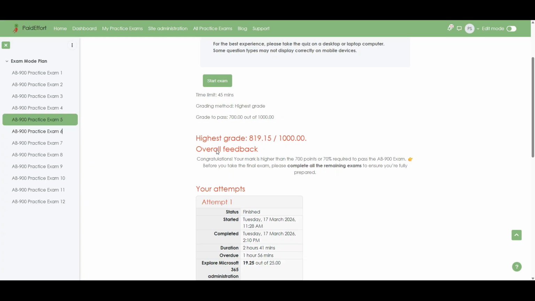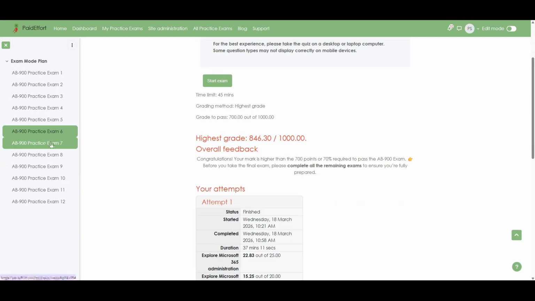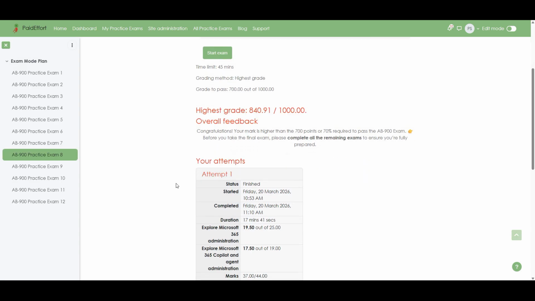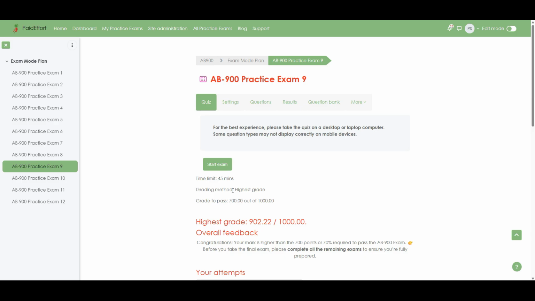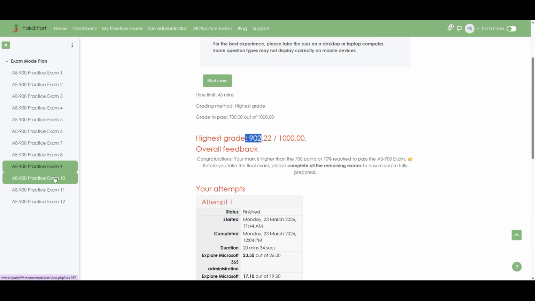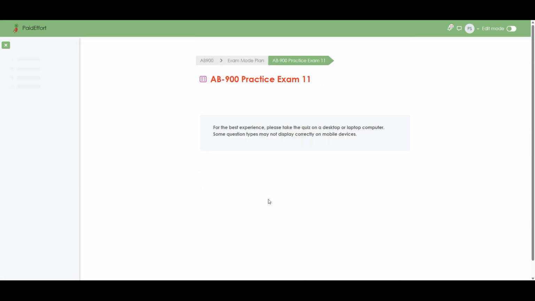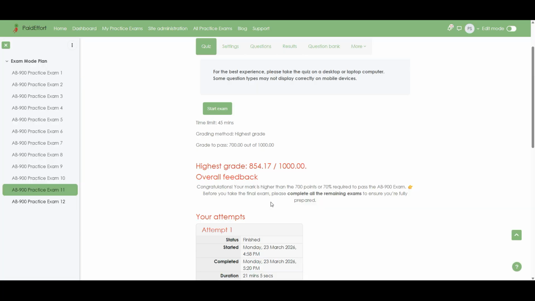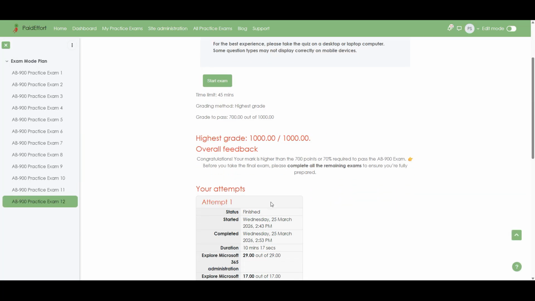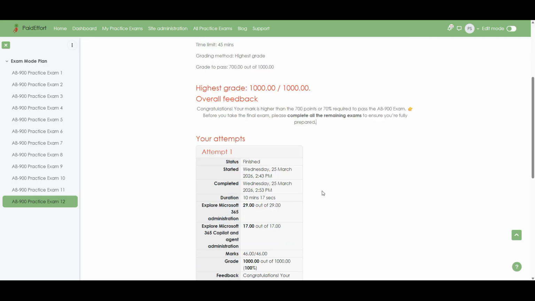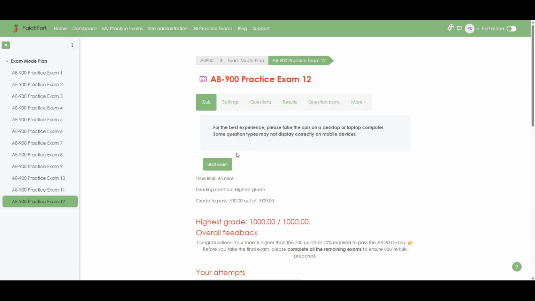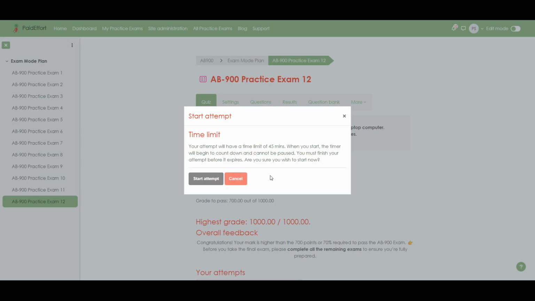Exam 6 is 846, then 874. So I couldn't get 900. I was like, wow, I know all of these things. Then I had 902, which was for exam 9. Then 833, exam 11 I had 854. And this one I think I already did, so I solved and resolved it again. I had 1,000 over 1,000, that's 100%.